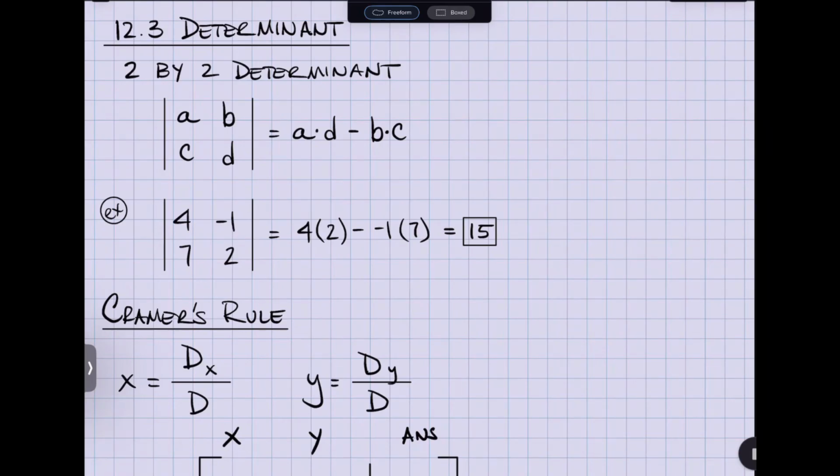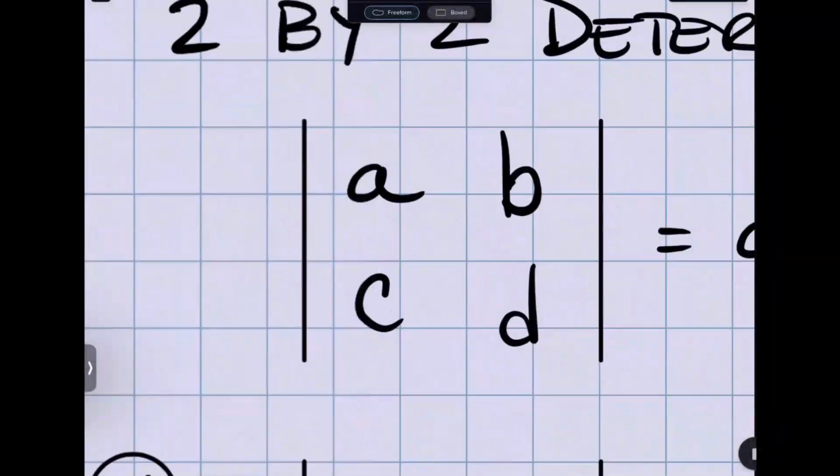So when you have a 2 by 2 determinant, notice that it looks like a matrix, but it's not a matrix, right? Because a matrix has the little brackets on it. This looks like an absolute value symbol, just the two walls on the side.